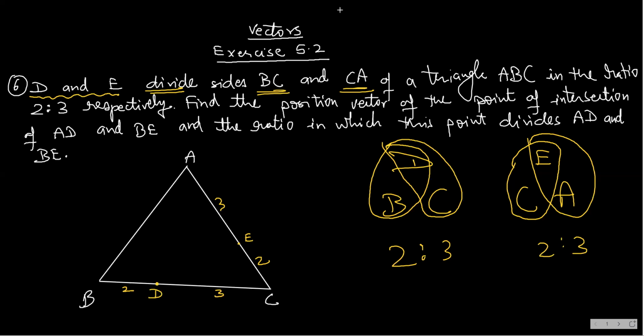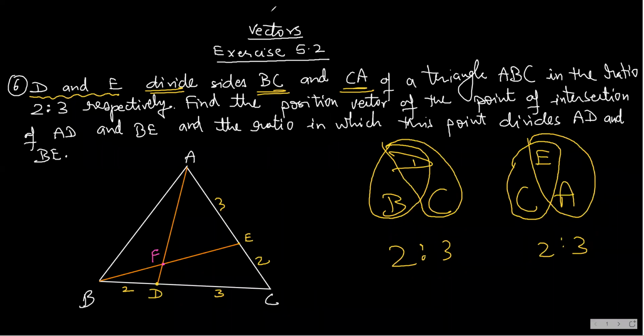Further they say, find the position vector of the point of intersection of AD and BE. So now join A with D, and then join B with E. Find the position vector of the point of intersection of AD and BE. So let these two divide each other at point F. So we have to get the position vector of point F.